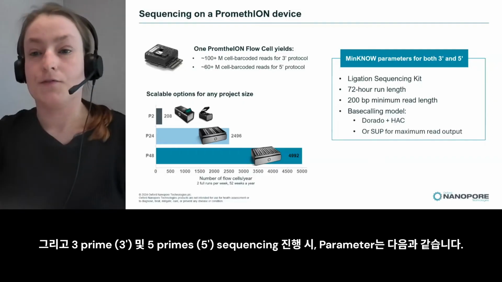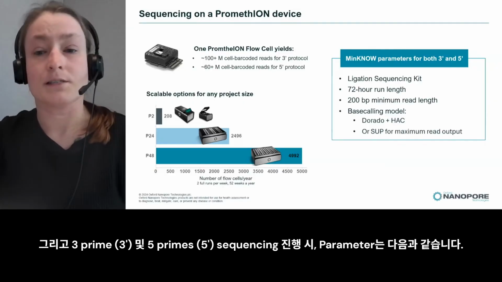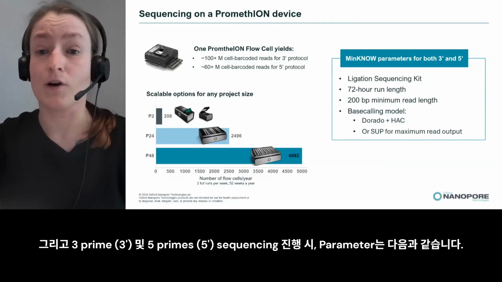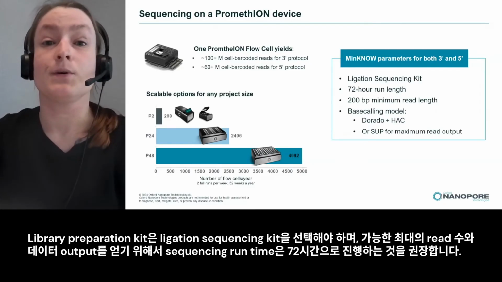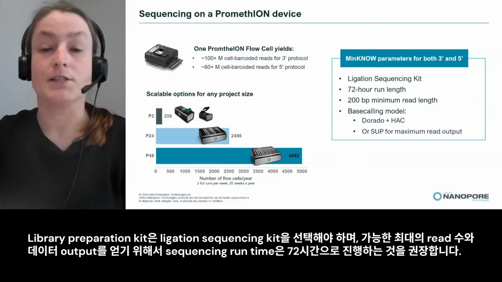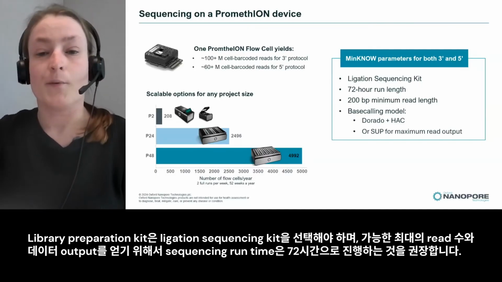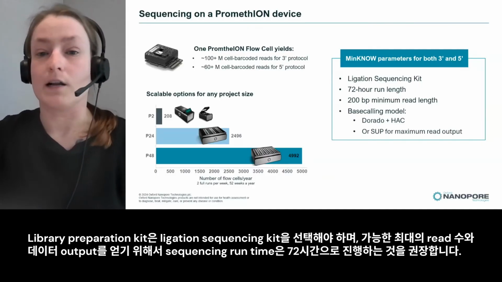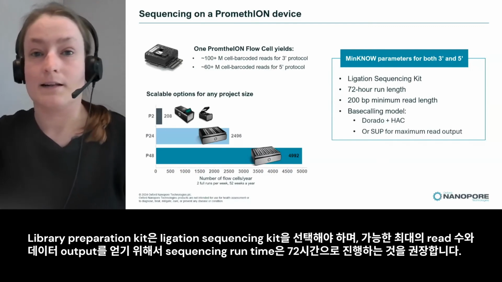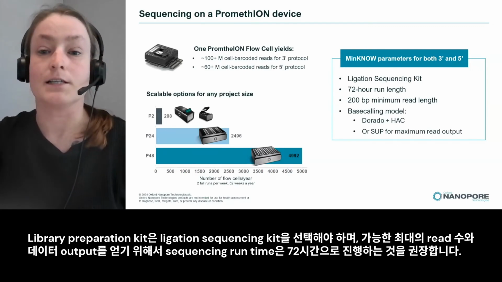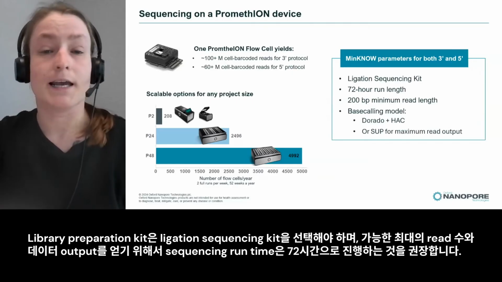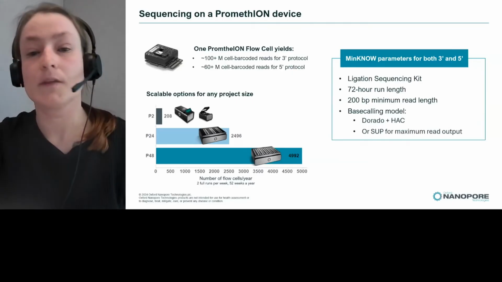And the parameters for the 3' and 5' sequencing runs. Obviously you will select the ligation sequencing kit, so that's LSK114 that I mentioned before, and we recommend a 72-hour run length. This is just to make the absolute maximum number of reads that you can get and just to get the best output that you can get.